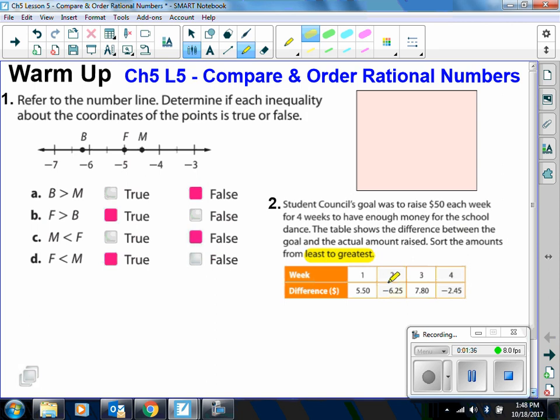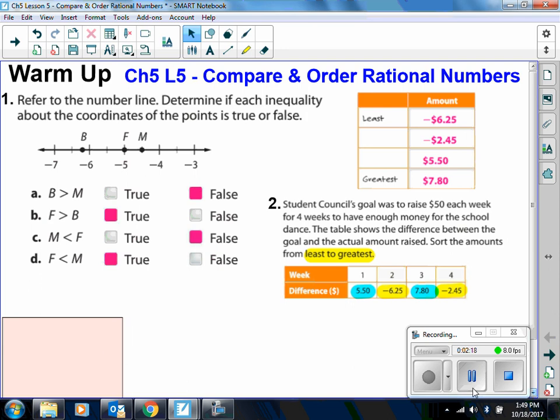Now remember, when we're comparing, if we're going least to greatest, we're going to compare the negatives first, right? So with negative $6.25 and negative $2.45, which one is the smallest? Negative 6.25. Very good. And then comes negative 2.45. And then we're going to compare the positives, and that's a piece of cake because this one's a 5 and that one's a 7, right? So we're going to have $5.50 and $7.80. And there are the results.